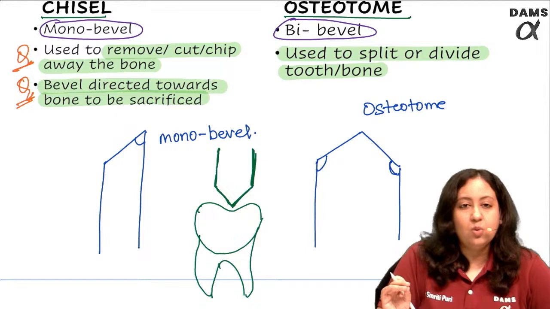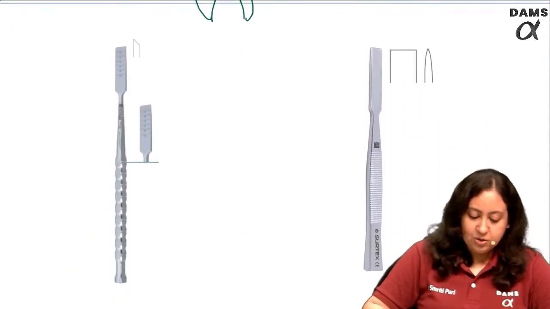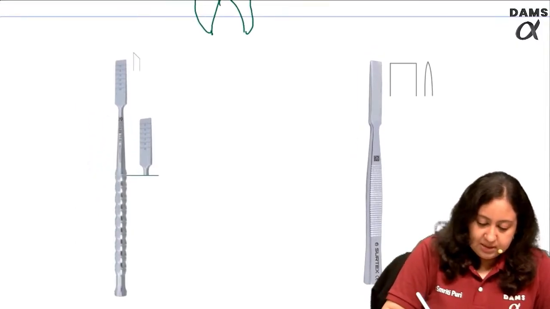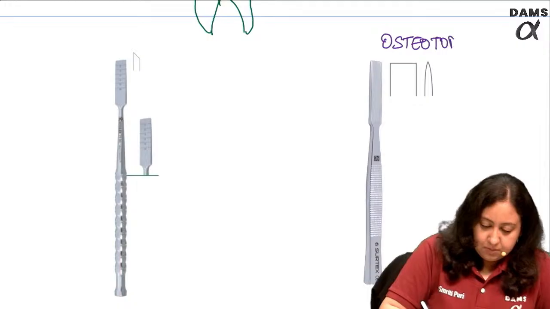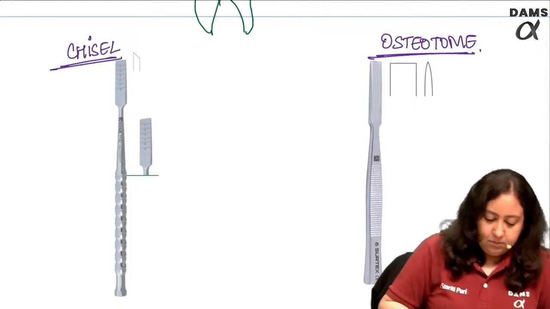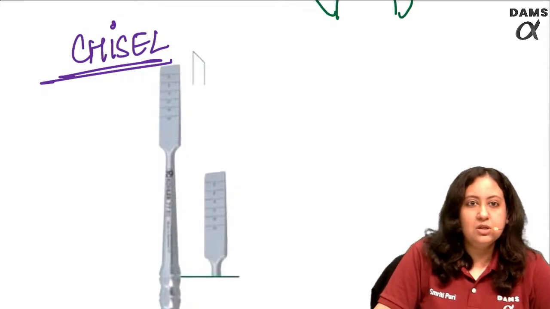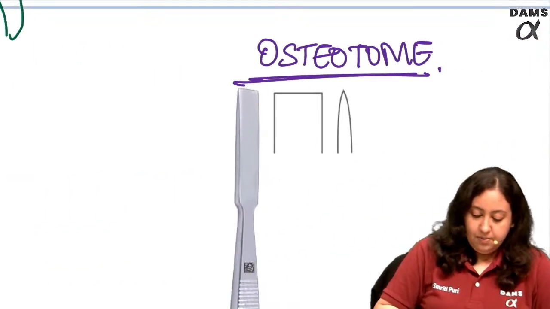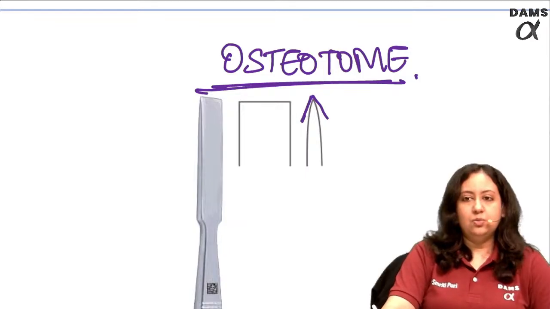There should be no confusion about this answer now. If there are any doubts still, please let me know. Very good, Nimisha. Please let me know if there are any doubts still. I have a visual also for you all. This one is bibeveled, and this is an osteotome. And this one is your chisel, unibeveled. I've zoomed it out. You can see on your screens. And bibeveled, you can see this, bibevel osteotome.